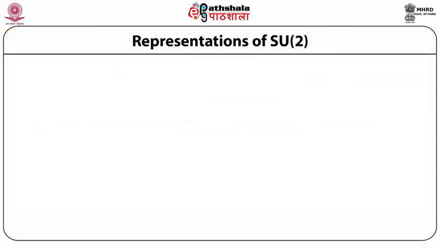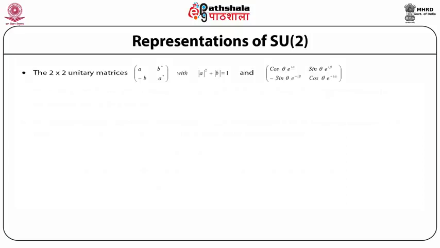We are now in a position to construct the representations of the group SU2. A general 2 by 2 unitary matrix can be written in the form a, b star, minus b and a star, where a and b are complex numbers, with the condition that mod a square plus mod b square is equal to 1. Notice that this matrix has three independent parameters.